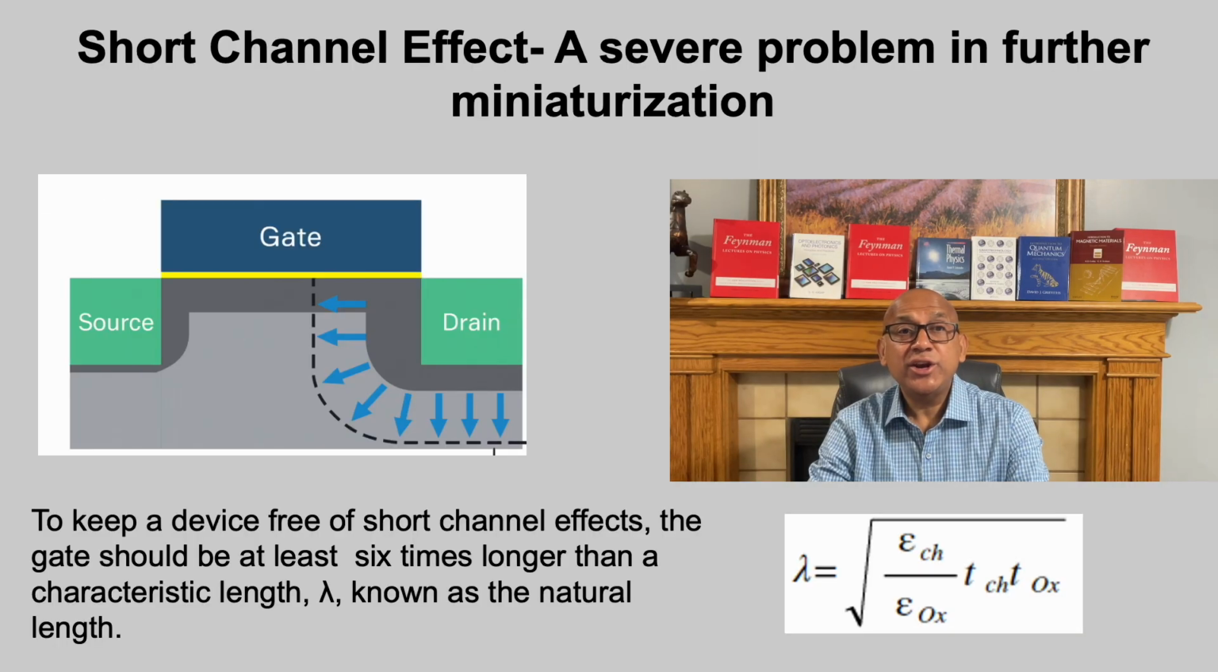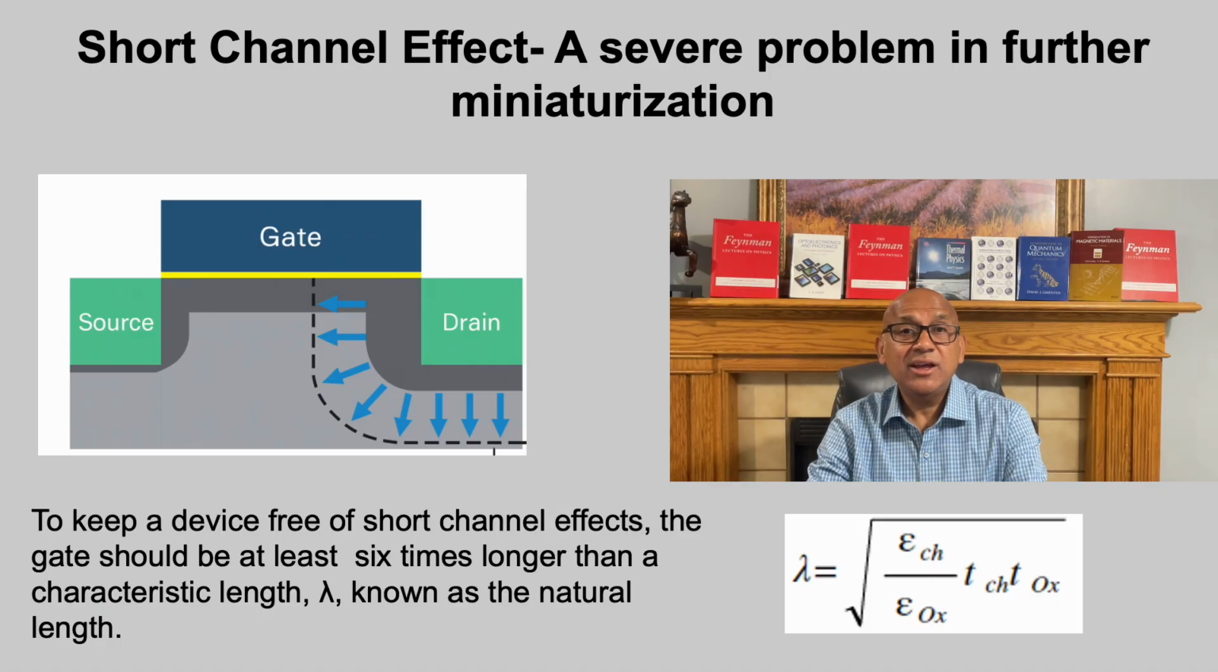As we continue shrinking transistors down to nanometer dimensions, new problems start to appear. One of the most severe challenges is known as the short channel effect. In a MOSFET, the gate is supposed to control the flow of current between the source and drain. But when the channel length becomes too short, the electric field from the drain begins to interfere with the gate's control. This causes leakage current, poor switching, and loss of reliability.